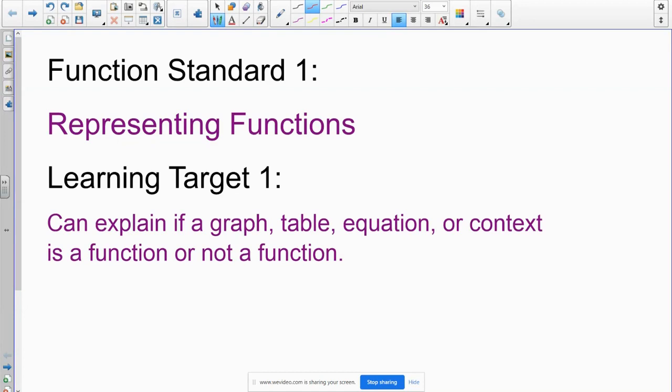Function Standard 1. We're going to look at representing functions. We're going to start with our first learning target. I can explain if a graph, a table, an equation, or context is a function or not a function. So in other words, we're just going to be looking at different representations in math and determining if that representation is a function or is not a function.